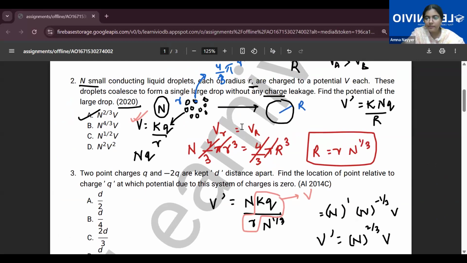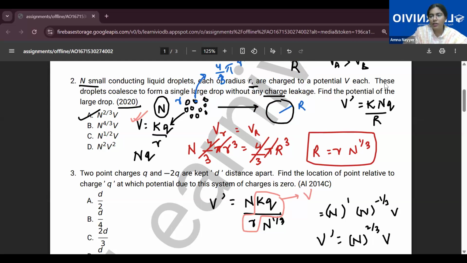Ma'am, one more thing, like the charge of each droplet, why don't we take the total charge as Q and each particle as Q? As Q as the total charge, capital Q. Because see, initially the data is given about the single charge, radius of each droplet, charged to a potential V each. Even if you take the same thing, let's take the total charge as capital Q. Then you will have to take here NV, same result you will get.